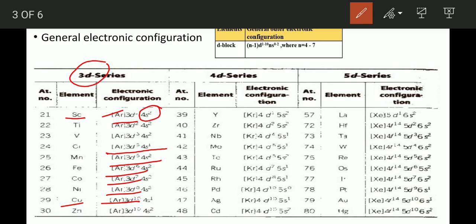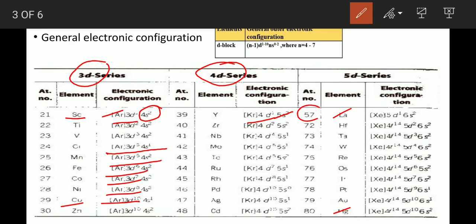Similarly here, our outermost shell is 5 and the penultimate shell is 4d. Now electrons will enter 4d1 to 4d10. That's why this is called the 4d series. Here, from lanthanum to mercury, electrons enter 5d1 to 5d10.